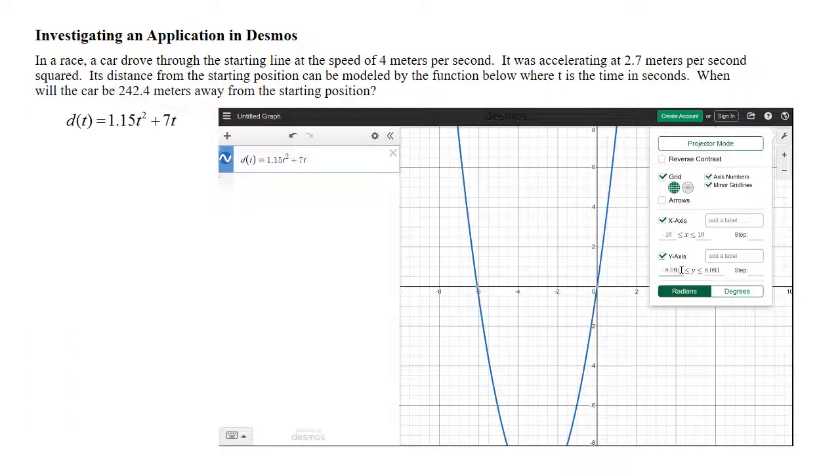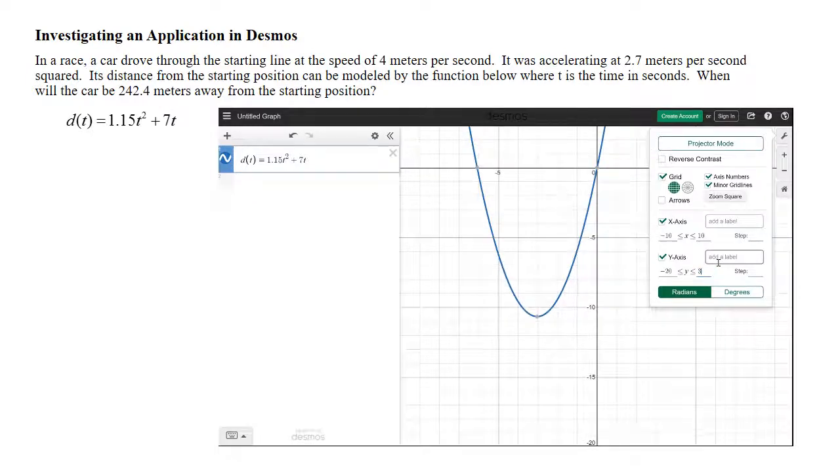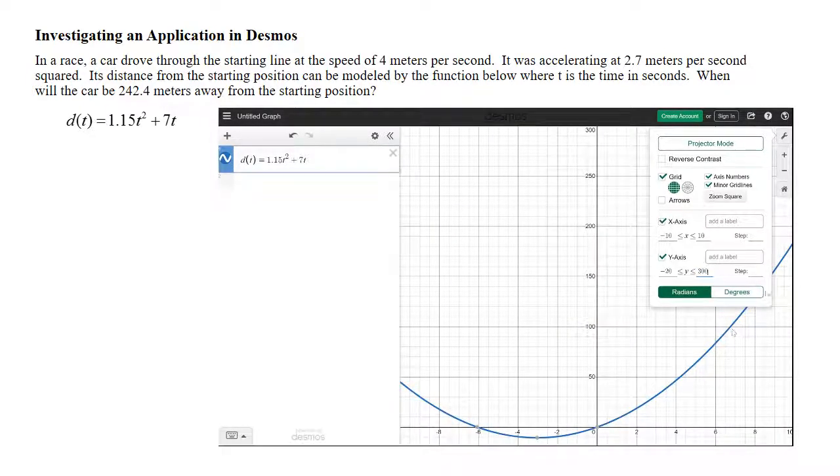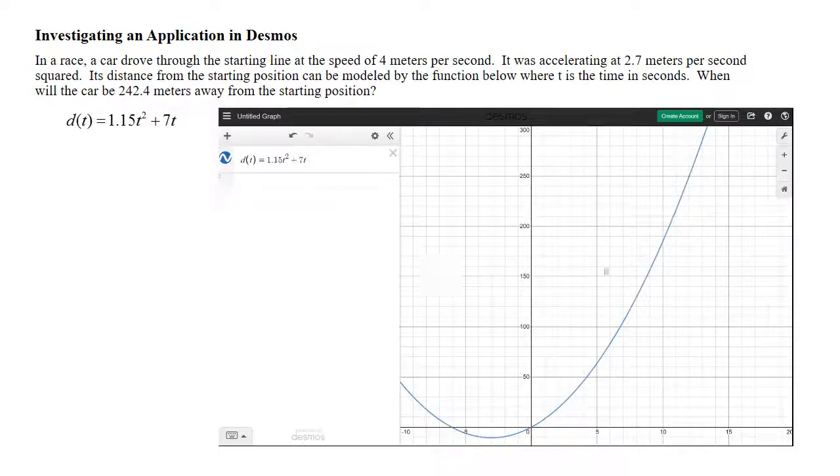Now we definitely know we need the y-axis to be different. We need to go down lower to see the vertex, and we need to go up higher to get above that 242. So I'm going to go up to 300 on my y-axis. Now when we do that, we also see that the parabola gets so wide it's hard to see. So let's change the x-axis, even though we're graphing with t, technically in the application, we're still thinking about this in the grid as x. I'm just going to make that 20, and now we can see the graph a little bit better.